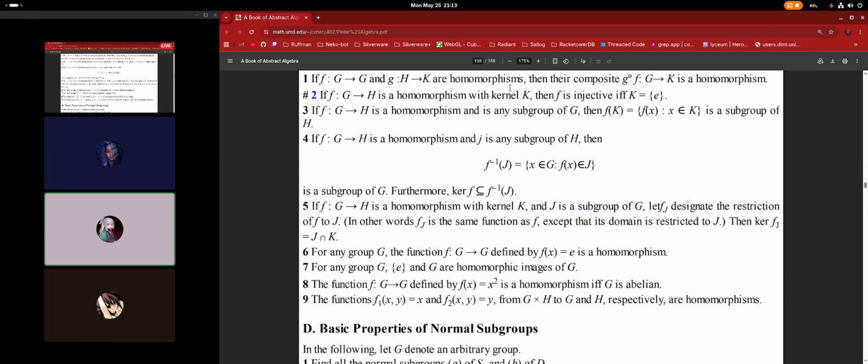8 is kind of interesting. 8. Is this a typo as well? No, this is in fact a homomorphism from a group to itself. Okay, so this is okay. So we have this function which is defined by the square, and we want to know if it is a homomorphism. We have to prove that it is a homomorphism if and only if G is abelian. G is abelian.